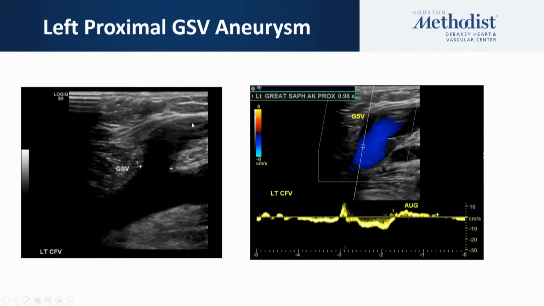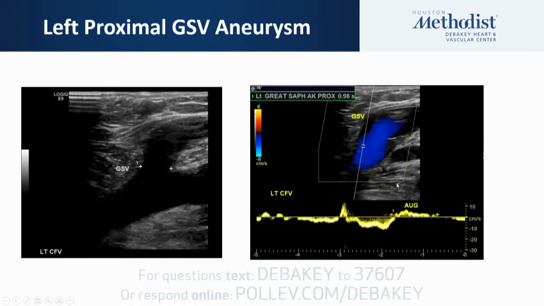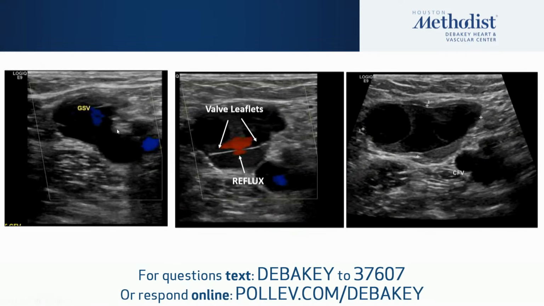Here's an interesting patient with a proximal great saphenous vein aneurysm. So this is the saphenofemoral junction. The saphenofemoral junction is quite generous, and we see that there is reflux with augmentation. And we see the saphenous vein up here, and then you see a dilated, very generous saphenous vein.